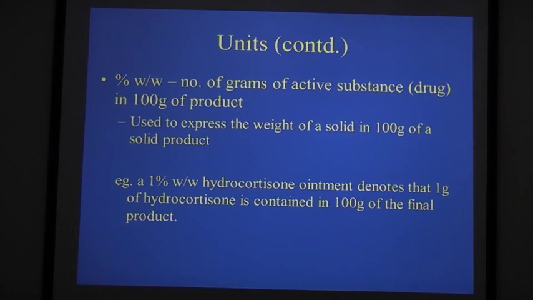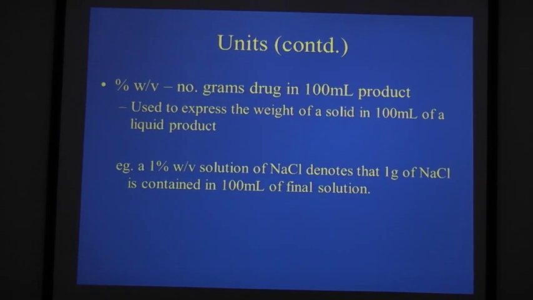So percentage weight to weight is the number of grams of active substance, the drug, in 100 grams of product. It is used to express the weight of a solid in 100 grams of a solid product. A 1% weight to weight hydrocortisone ointment denotes that you've got 1 gram of hydrocortisone in 100 grams of the final product. You've got 1 gram of hydrocortisone, which is the drug, in 100 grams of the final product.